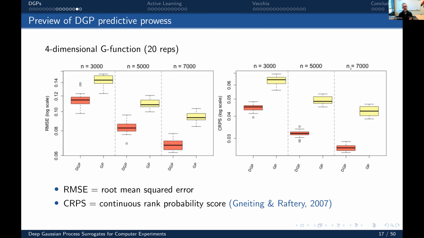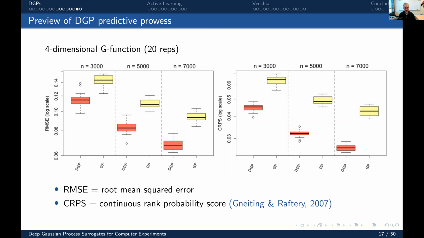So the red ones there are our deep Gaussian processes and the yellow ones are the ordinary Gaussian processes. And the increase in performance is obviously statistically significant. These box plots don't even overlap with one another.